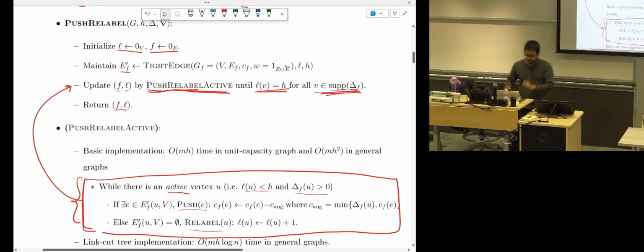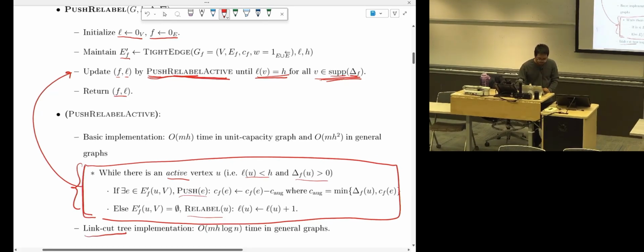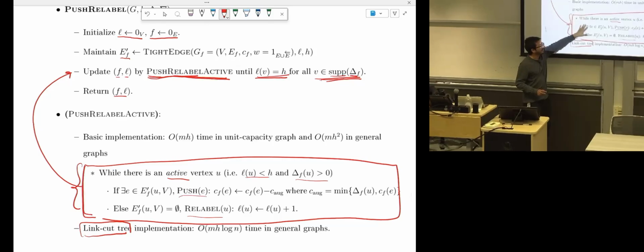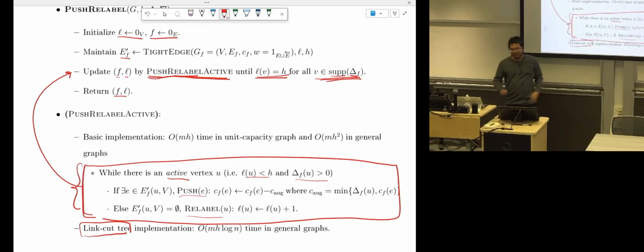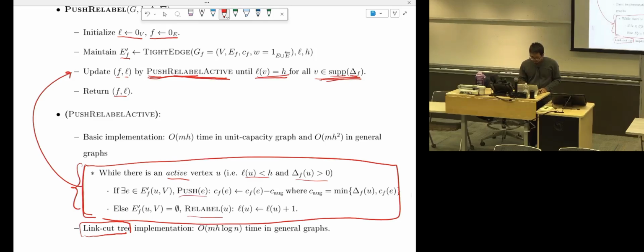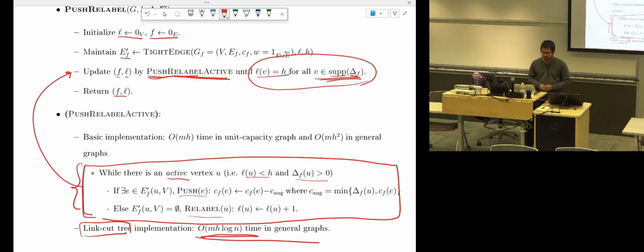We can strengthen it, make it faster, using link cut tree data structure. The pseudocode is not exactly like this, but with link cut tree data structure, even in general graph, once you spend this much time, you get that all the excess at the end has level h. So that is what push relabel is doing.